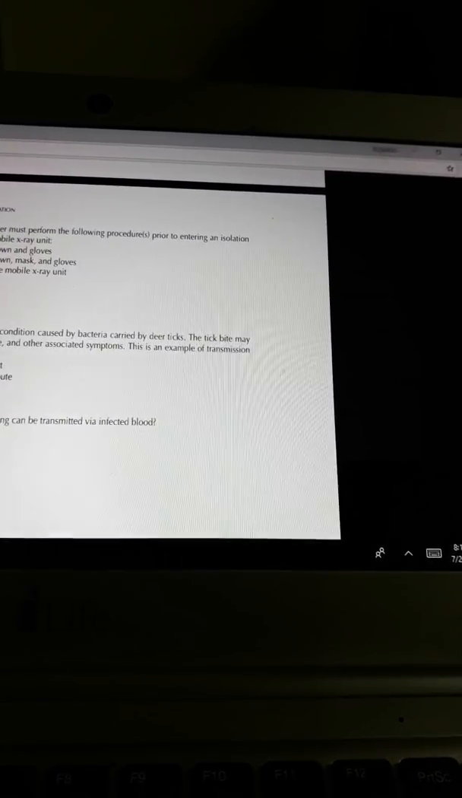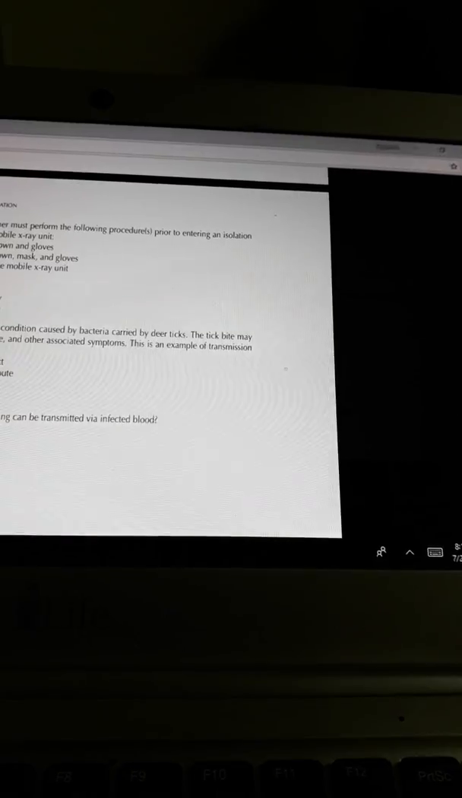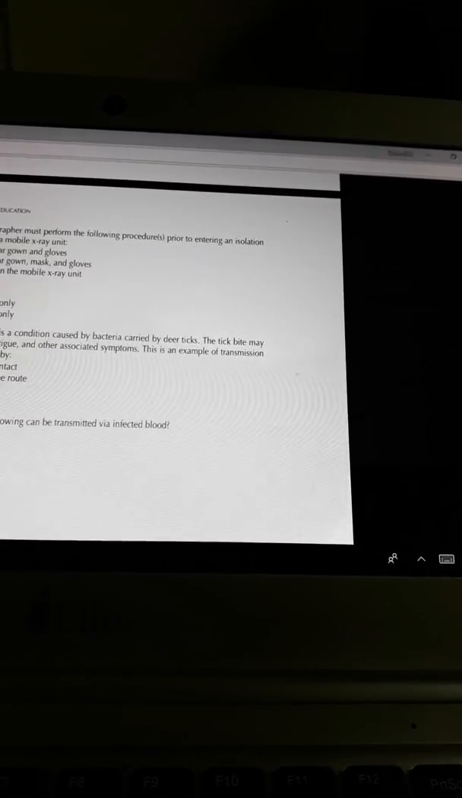The tick bite is the vector. And the next: which of the following is transmitted by infected blood? The answer is AIDS and HBV. Thank you so much.